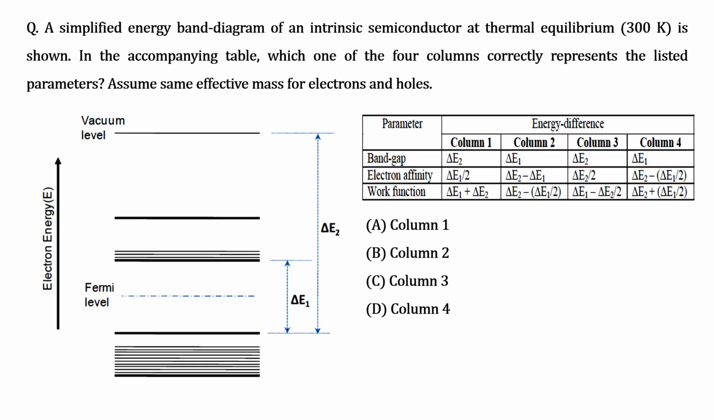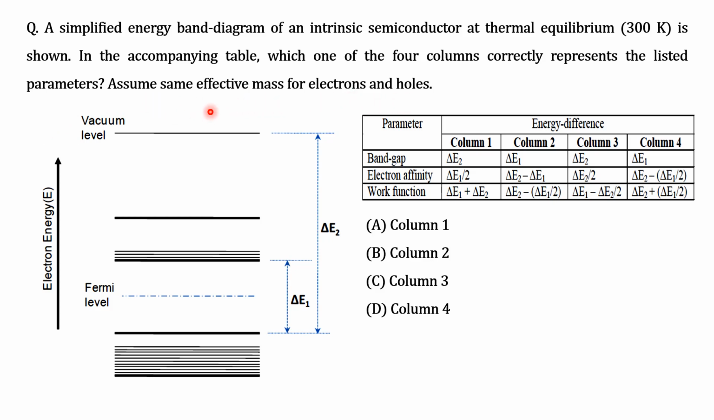First is a GATE question that helps us in understanding all the concepts required for solving the questions of this week. The question is that the simplified energy band diagram of an intrinsic semiconductor at thermal equilibrium is shown. Thermal equilibrium is taken as 300 Kelvin, and in the accompanying table they have given four combinations, and you have to select which one of the four columns correctly represents the listed parameters. It's given: assume the same effective mass for electrons and holes.